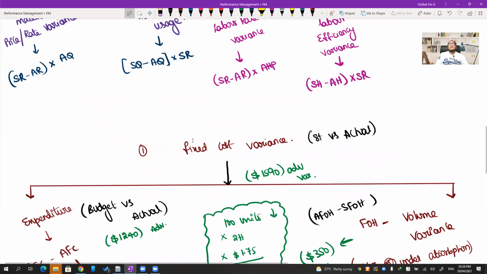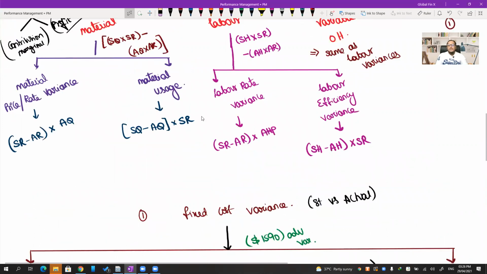Look at this example. If I'm talking about material usage variance, how much material was supposed to be used versus how much material is actually used. You guys are telling me that is the difference, right? Okay, wonderful. But what if my product has 5 or 6 raw materials? Then what am I supposed to do? For each of them, will I calculate this variance?